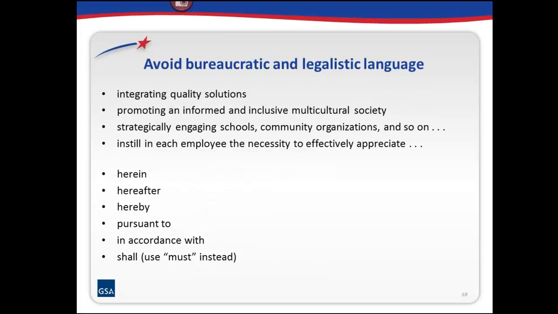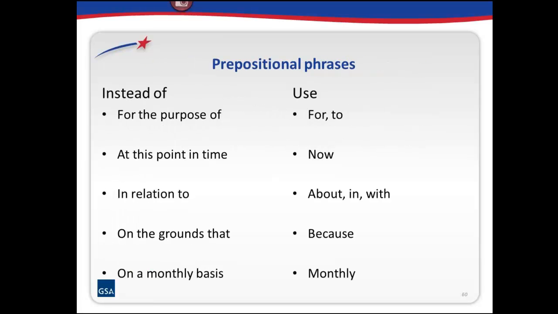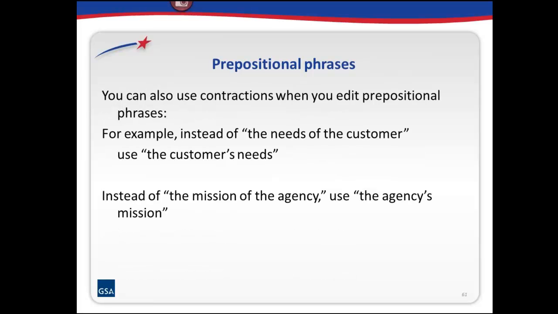So the bureaucratic and legalistic language, I'm sure you've seen things like this: integrating quality solutions, strategically engaging, hereby, things like that. Long prepositional phrases can almost always be tightened. That's one step that can help your writing. One final editing step: use contractions. Instead of "the needs of the customer" or "the customer's needs," "agency's mission" is perfectly grammatically correct and works on the web.